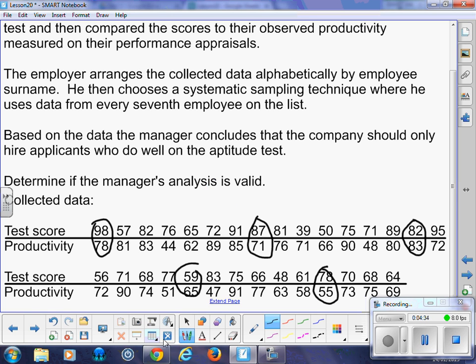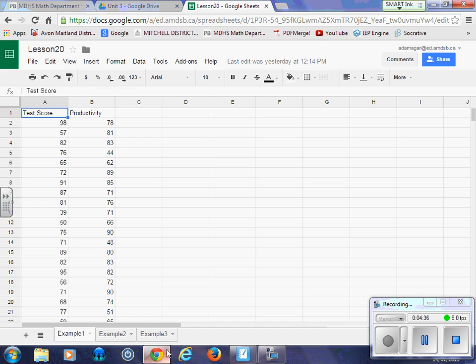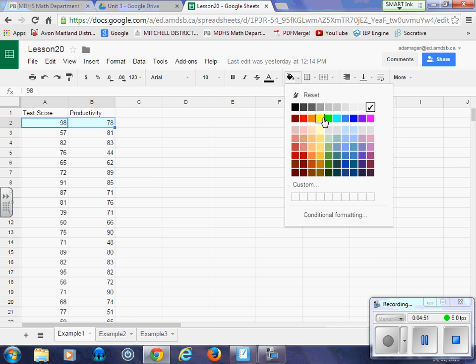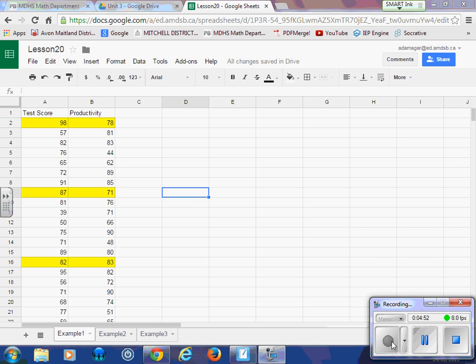So again, in Google Sheets, I have provided you with, if you go to lesson 20, the pre-made spreadsheet. So all the numbers are already in. So if we go down and do every 7th, I'm just going to quickly change the color. I'm going to pause it for 1 second, do this. Okay, so I've gone down my list here, and I've highlighted every 7th one. So this is the one the manager would have taken.